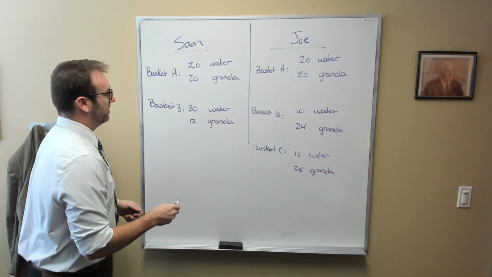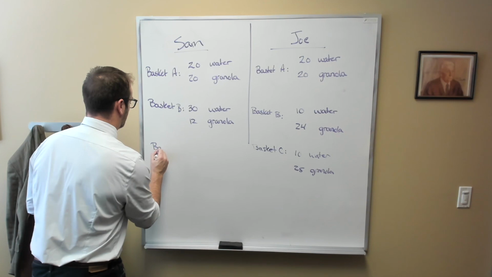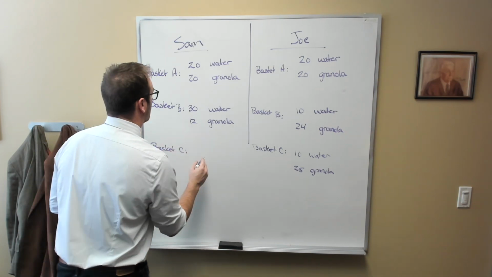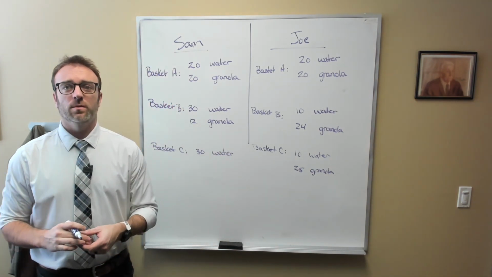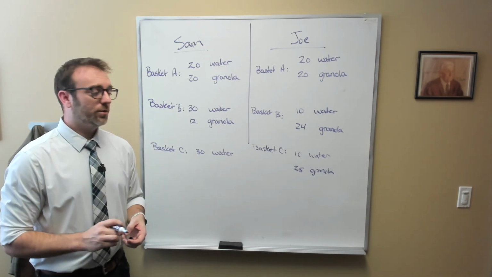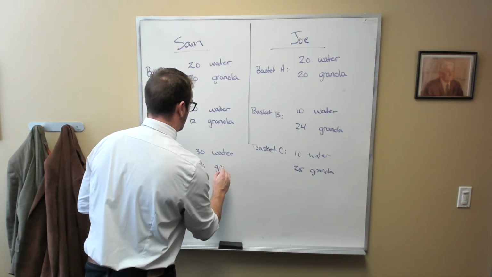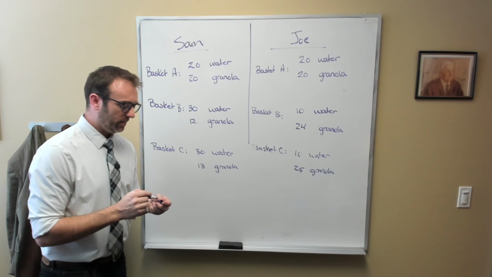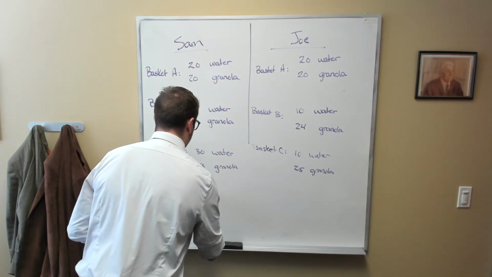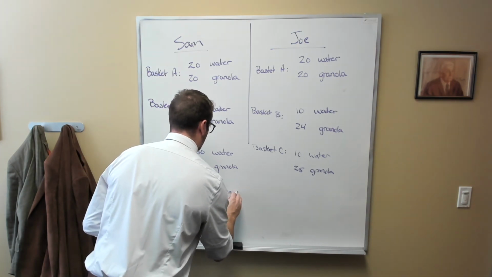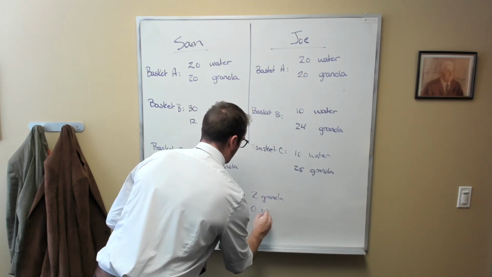Okay? And he gives the water bottles to Sam. So now Sam would have 30 water bottles, and he would have 13, let's say, because he's giving 7, he would have 13 granola bars. The newcomer is left with the remaining 2 granola bars. So now our newcomer has 2 granola and 0 water.